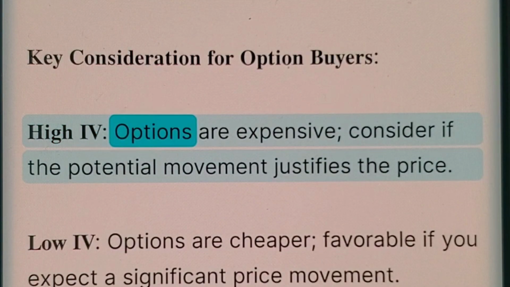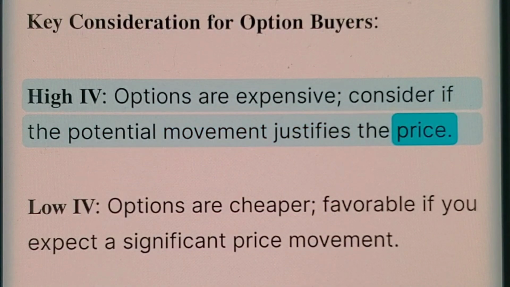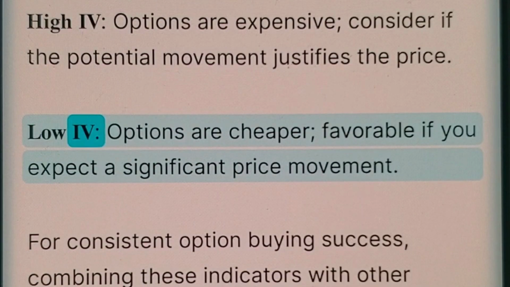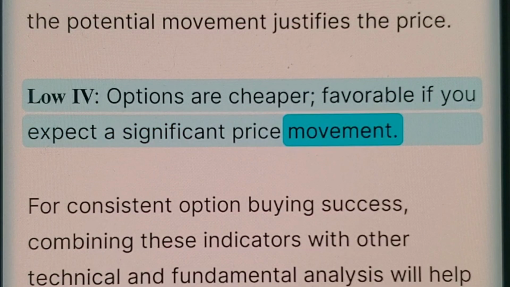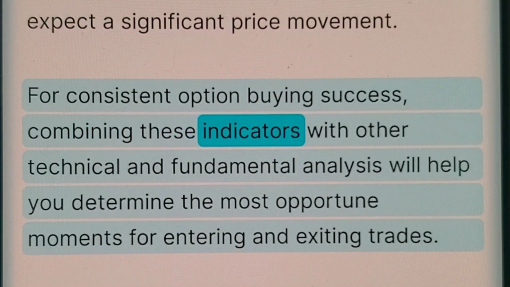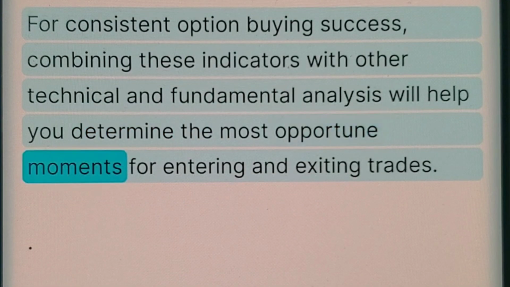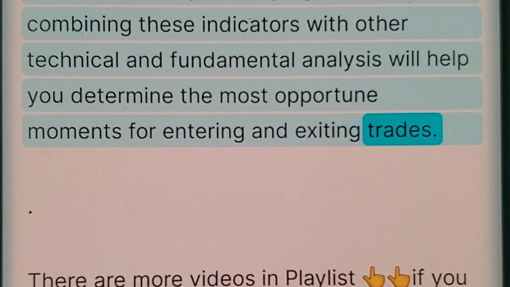Key consideration for option buyers. High IV: options are expensive. Consider if the potential movement justifies the price. Low IV: options are cheaper, favorable if you expect a significant price movement. For consistent option buying success, combining these indicators with other technical and fundamental analysis will help you determine the most opportune moments for entering and exiting trades.